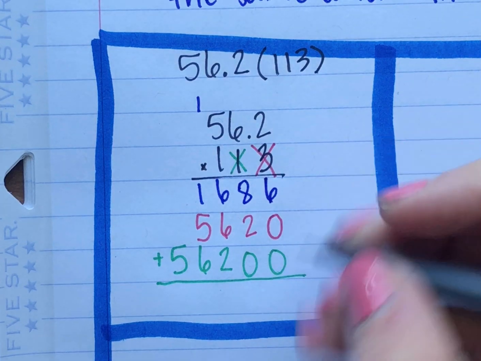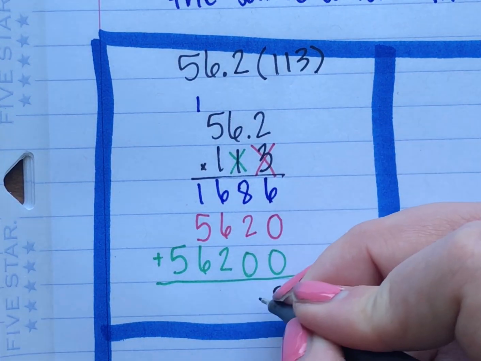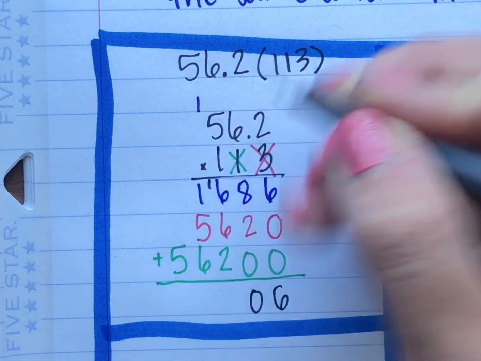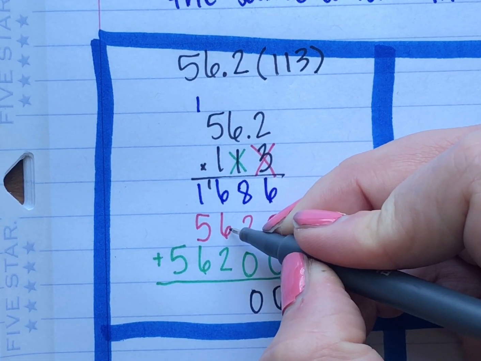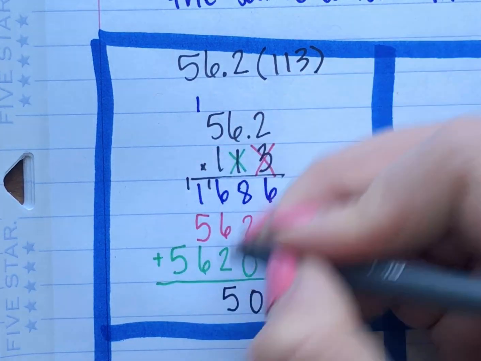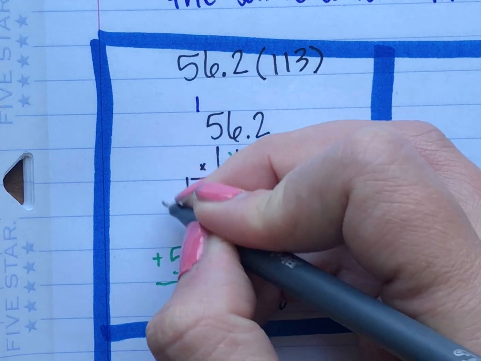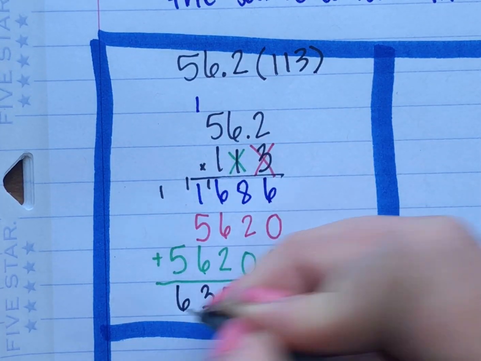6 plus 0 is 6. 8 plus 2 plus 0 is 10. 6 plus 6 is 12. 13, 14, 15. 6 plus 5 is 11. 12, 13. And then 5 plus 1 is 6.